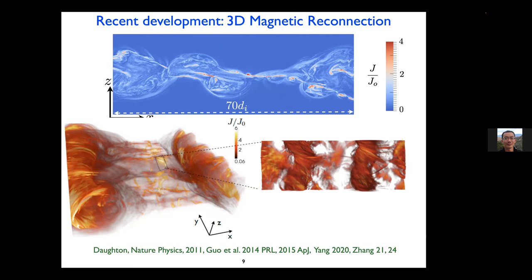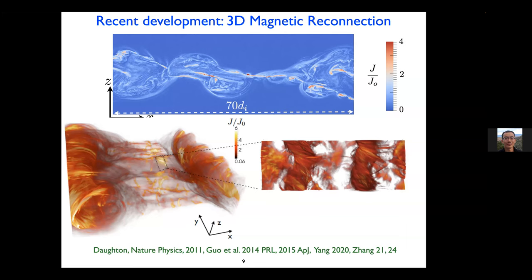In the reconnection layer shown in the bottom left, you can see multiple small-scale flux loops. But those flux loops are also unstable to the kink instability. This is a flux loop that has become kink unstable. Their safety factor becomes smaller than one or larger than one.